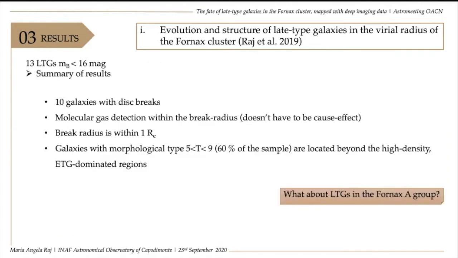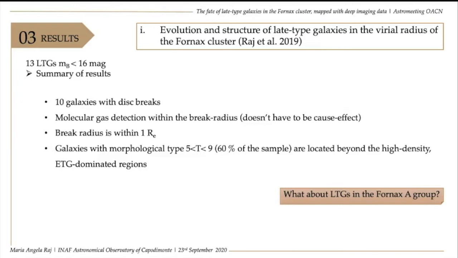Just to summarize the main results of this part of the work: 10 galaxies show disk breaks. Molecular gas detection is within the break radius, though it doesn't have to be a cause and effect. The break radius is within one effective radius, and we find a clear morphology segregation. That is, the very late TEP galaxies are located beyond the high density ETG dominated regions.